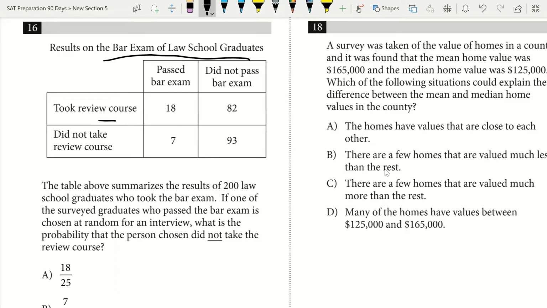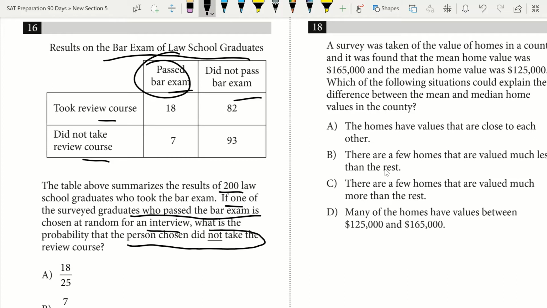We got those who took a review course, those who didn't, those who passed, those who didn't pass. The table above is summarizing the results of 200 law school grads who took the exam. If one of the surveyed graduates who passed the bar exam, so we're looking at this column here, is chosen at random for an interview, what's the probability the person chosen did not take the review course? So did not take the review course.